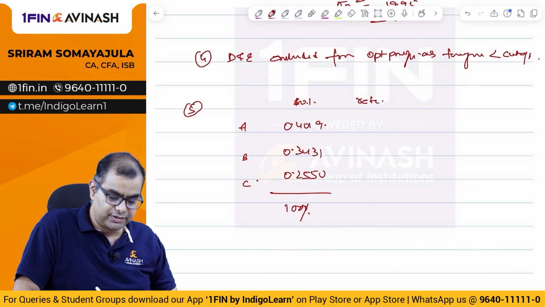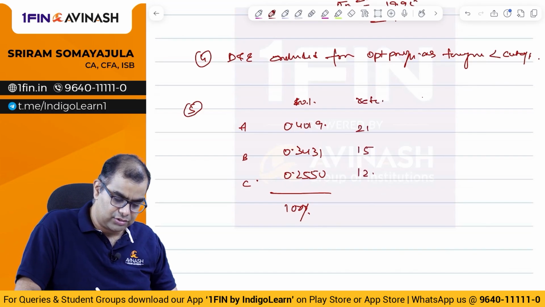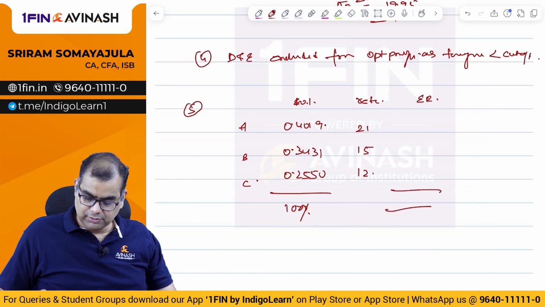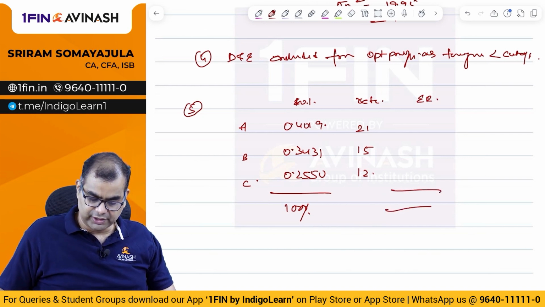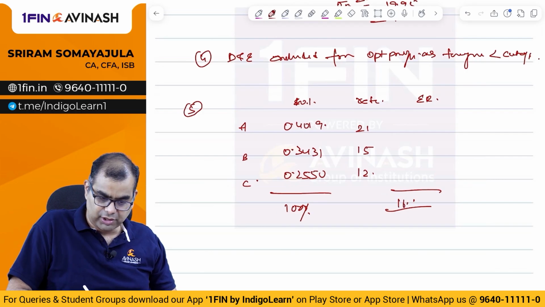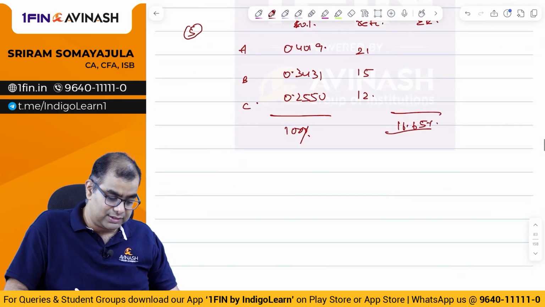Then return. What are the returns that we have been given? 21, 15 and 12. So, expected return: 0.4019 into 21 plus 0.3431 into 15 plus 0.2550 into 12. Memory recall, 16.646, or about 16.65%. This is okay. Then this is the expected return.